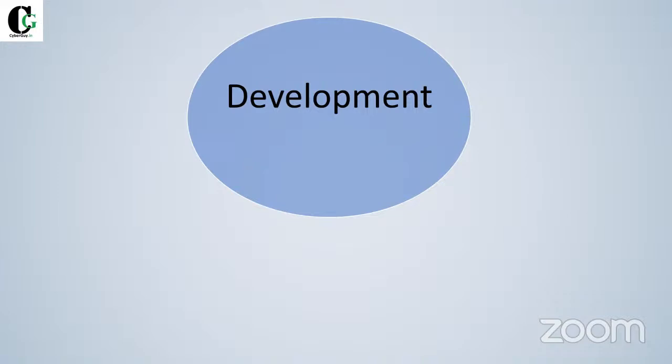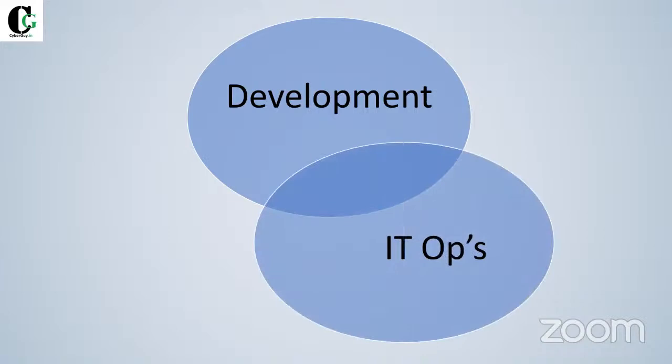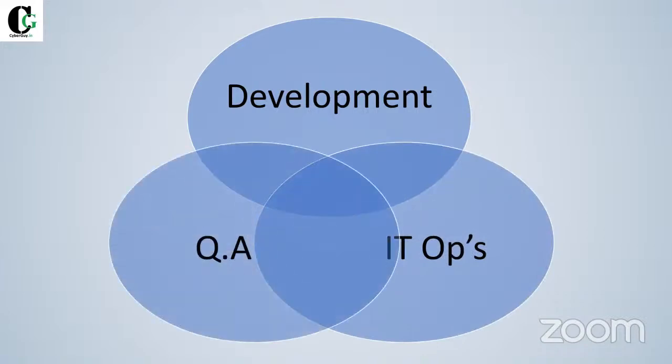Initially, DevOps is development, IT operations, and QA. What is QA? QA is quality analysis. Let me go through this. Combining these three is known as DevOps, right? Development, IT operations, and quality analysis. These three are known as DevOps.